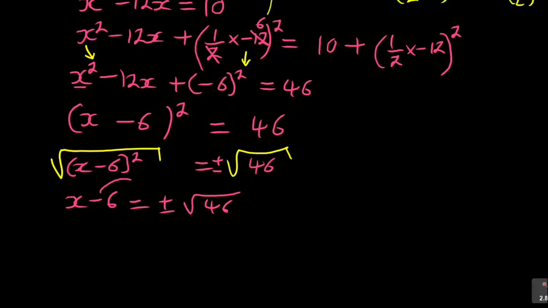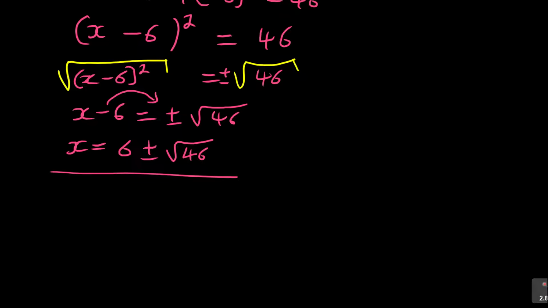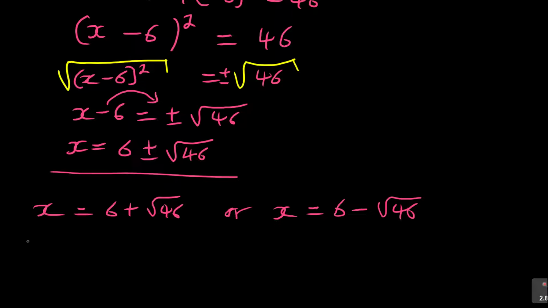Then take negative 6 to the other side. From negative, it becomes positive. So x is equal to positive 6 plus or minus square root of 46. These are the two answers. How do you write the two answers? You're going to say x is equal to 6 plus square root of 46, or x is equal to 6 minus square root of 46. Then your calculator can give you two answers.